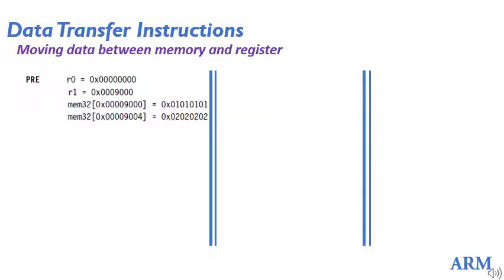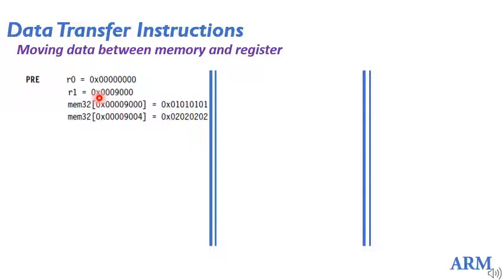I'll demonstrate the same using an example here. So here this is the precondition. The content of R0 is 0 and R1 is 9000. All this is in hex; 0x indicates that the value following is in hex. So this is the content of R0 and R1.